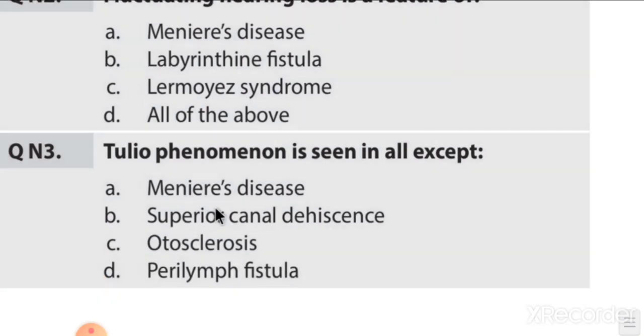Tullio phenomenon is seen in all except which condition? Tullio phenomenon generally occurs in Meniere's disease. We have already studied that. In perilymph fistula, there is an imbalance of endolymph, and in superior canal dehiscence, there is also an endolymphatic system involvement. So the answer is otosclerosis, in which the endolymphatic system is not damaged. Let's stop here. Thank you.